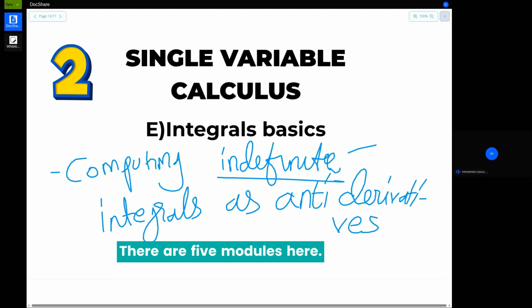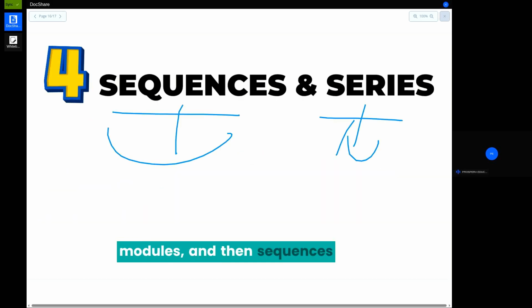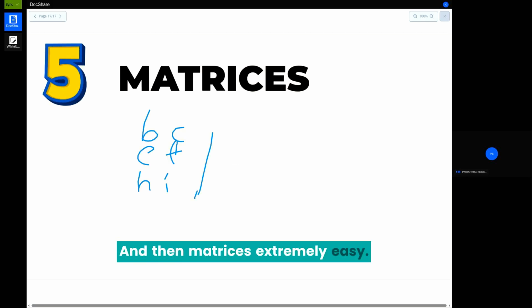There are 5 modules here, and then multivariable calculus 2 modules, and then sequences and series, which are really easy, and then matrices extremely easy.